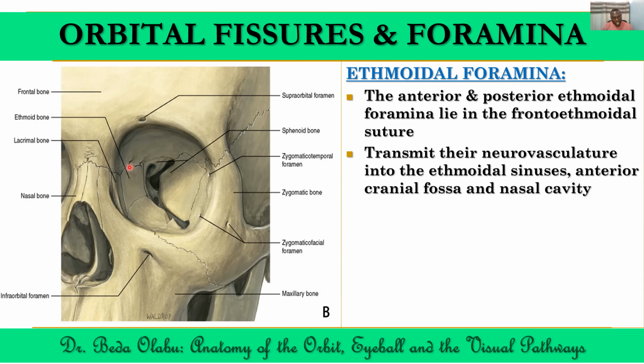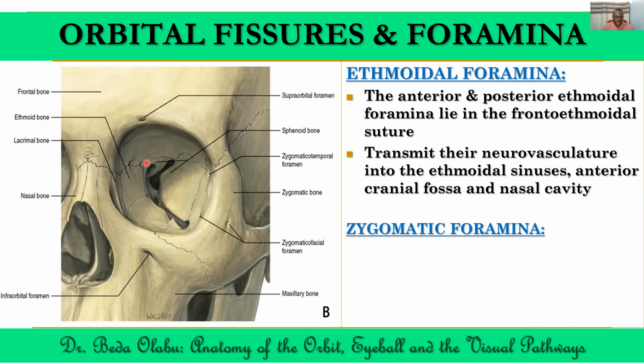They transmit the neurovascular structures which have the same names. So we have the anterior ethmoidal nerve, artery, and vein passing through those foramina to enter into the anterior cranial fossa, as well as to go to the ethmoidal sinuses and to the nasal cavity.